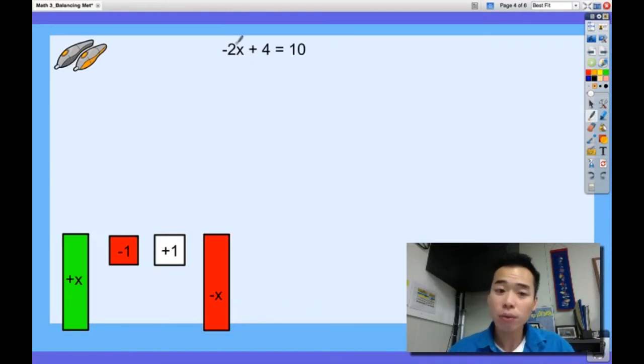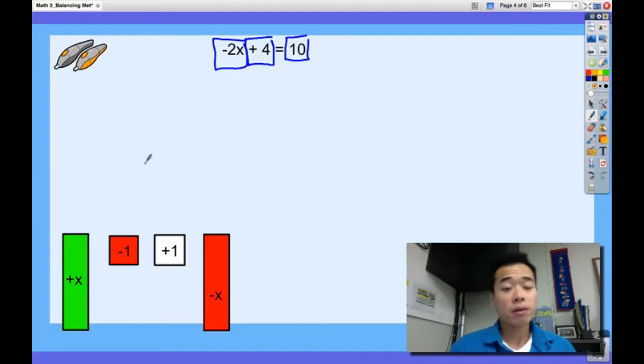The first thing I'm going to do with any of these equations is box each term. I'm not even going to worry about the do-undo table today. I can model this for you if you want, or you can do it in your notes. What I have is 2 red bars, 4 white tiles, and 10 red tiles.